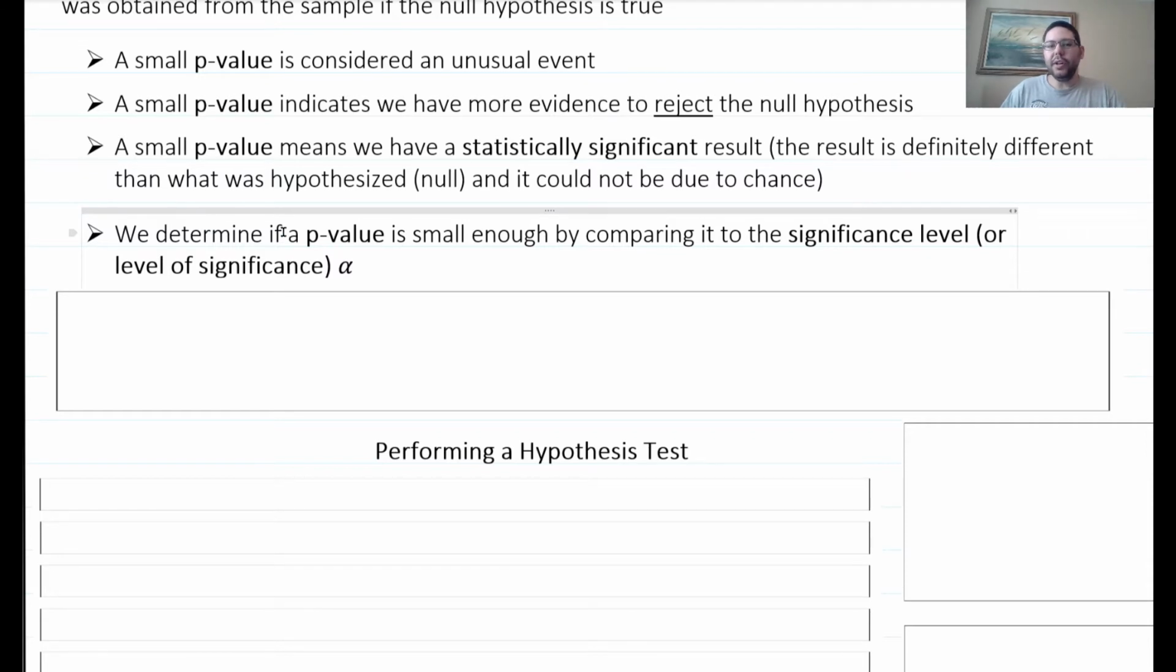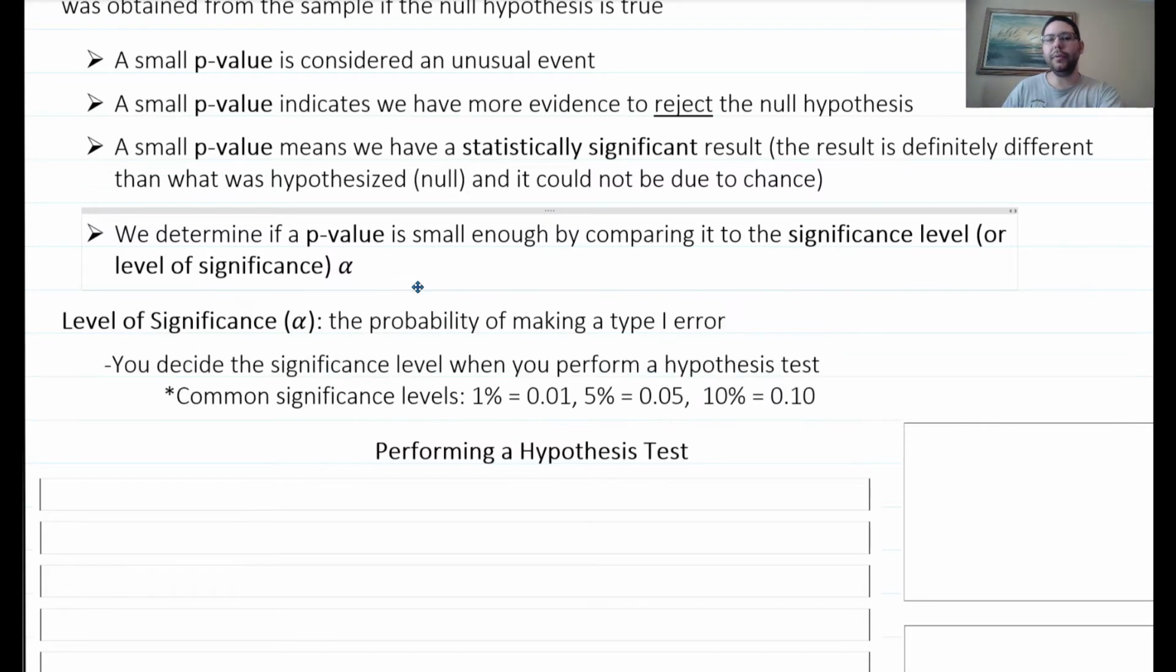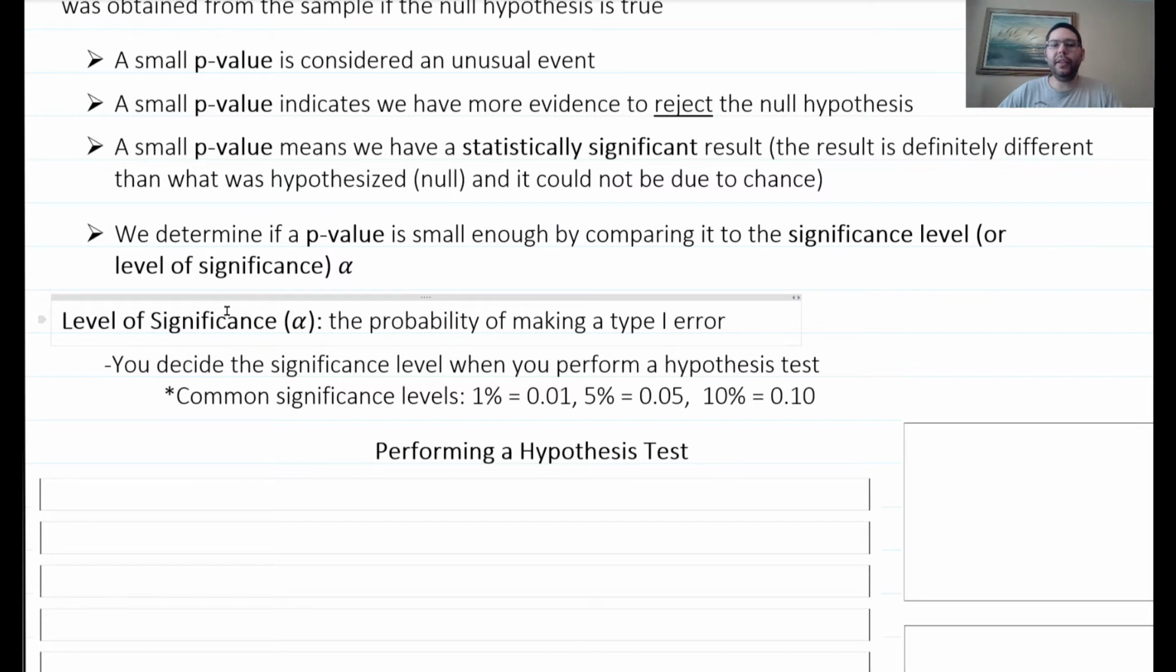The last thing I want you to know is that when we do p-values, we compare them to the significance level, the level of significance, which we're going to talk about now. That's how we know whether a p-value is too small or too large, based off of the comparison to the significance level. The significance level is the probability of making a type 1 error, okay? This symbol is the Greek letter alpha. So we use alpha for the probability of type 1 error, also known as the level of significance.